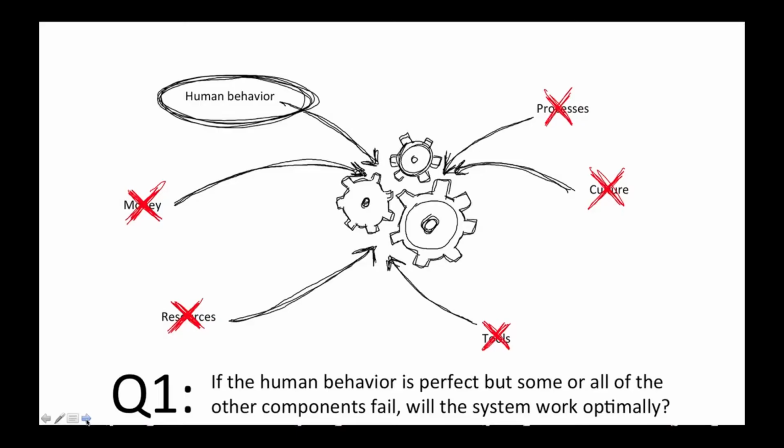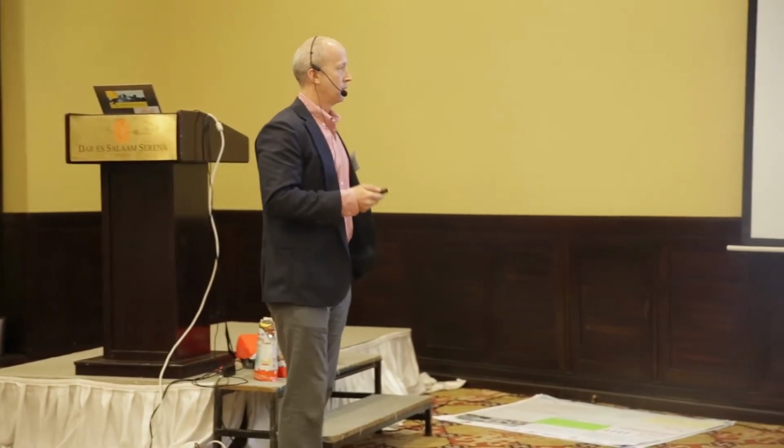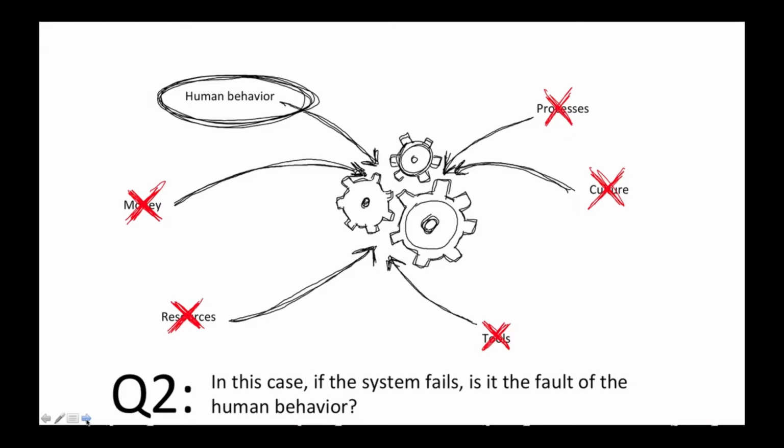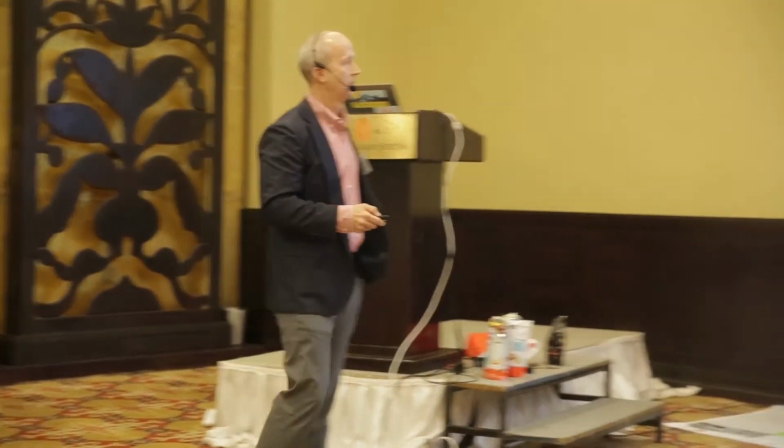So if the human behavior is perfect, this is similar to what we went through yesterday. If the human behavior is perfect, but some or all of the other components fail, is the system going to work optimally? It's not. Is it the fault of human behavior in this case if the system still fails? No.